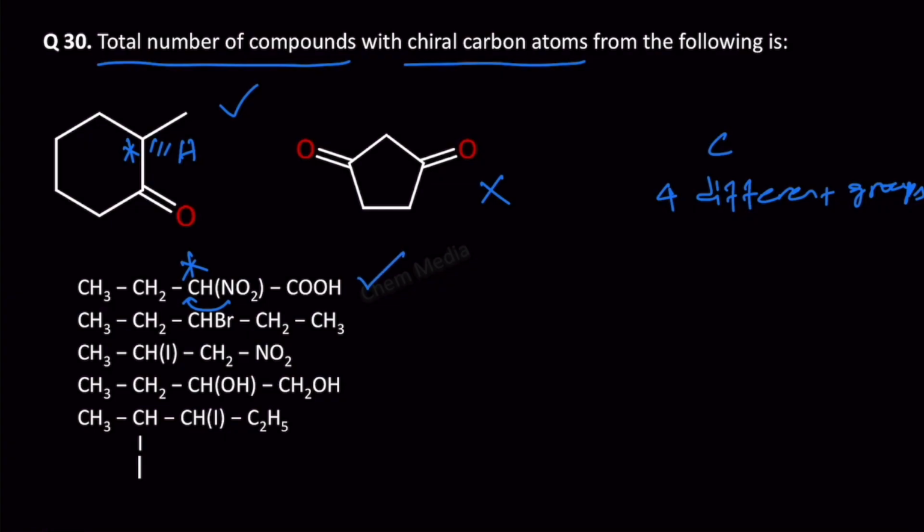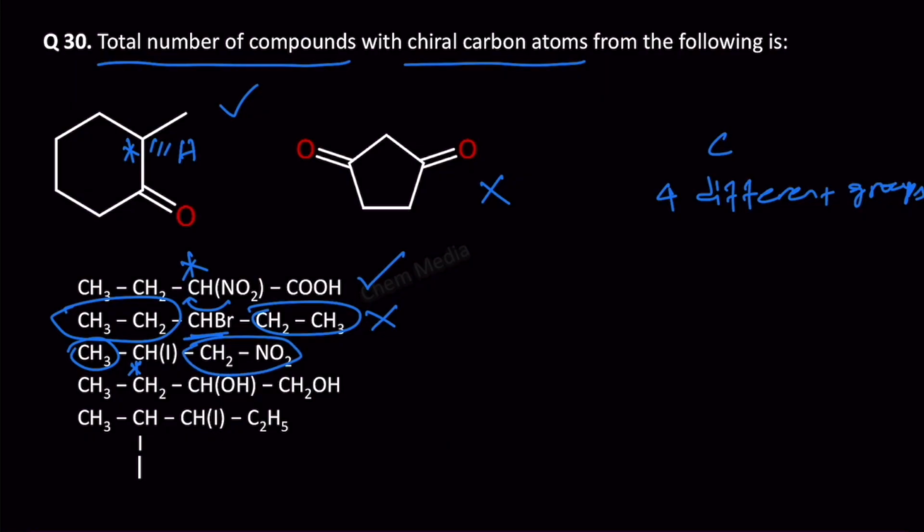And then in the fourth one, this one is not chiral because we have 2 ethyl groups. So therefore it cannot be chiral. We have in total 3 different groups, not 4 different groups. And then in the fifth one, this carbon atom is chiral because we have hydrogen and then iodine and then the methyl group and then CH2NO2.